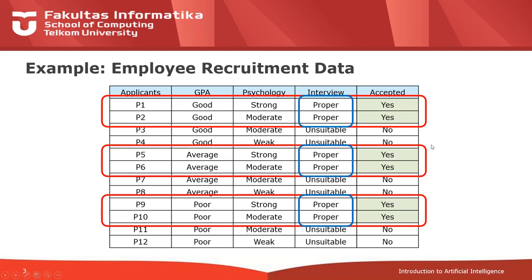Okay, so first, one thing that we can do is that we can determine based on a specific input attribute. For example, in this case, if we have this dataset, then all of the applicants that have a proper interview will be accepted. Okay, so if this is the dataset, then it will be simple. So you can say accepted is equal to interview.